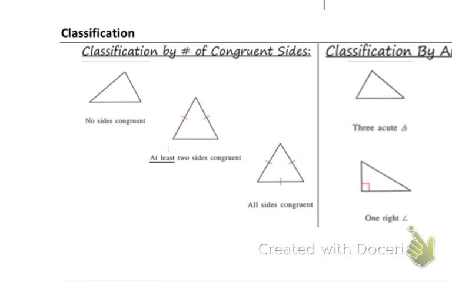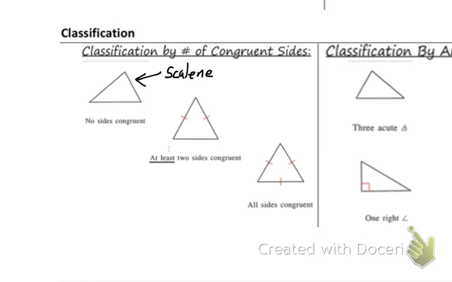All right. Classifications of triangles. We can either do it by sides, or we can do it by which angles are given to us. So we have ones that are no sides are congruent, at least 2 sides are congruent, and all sides are congruent. So the first one we're going to cover is, what if I don't have a single side that is congruent? That is going to be called a scalene triangle.